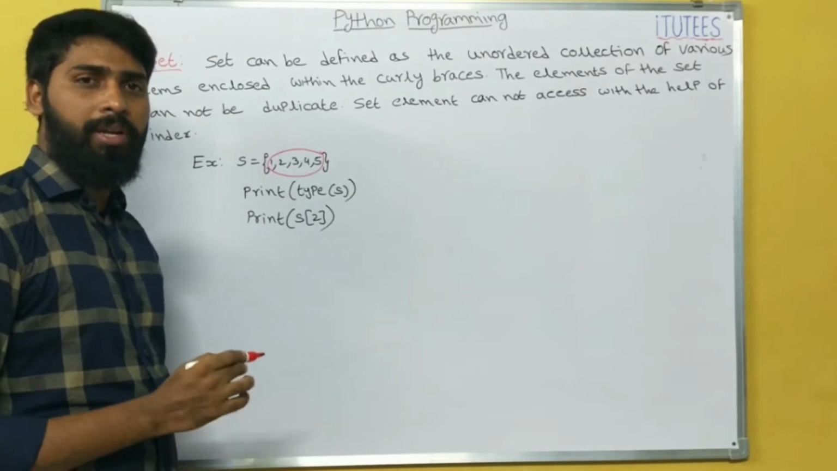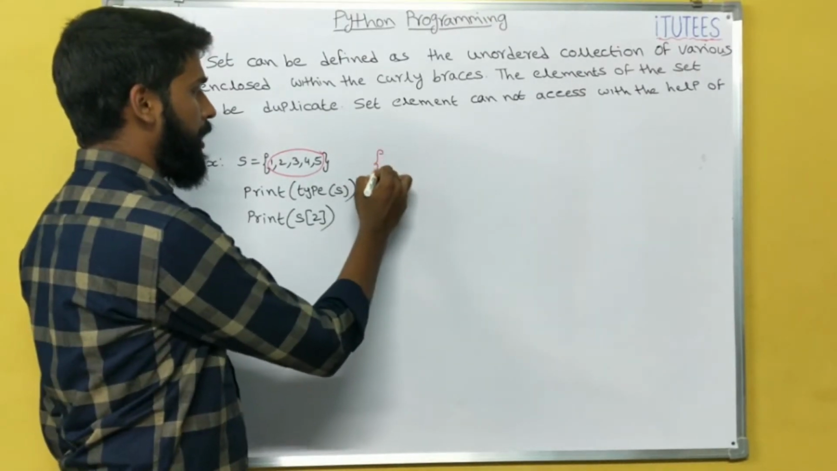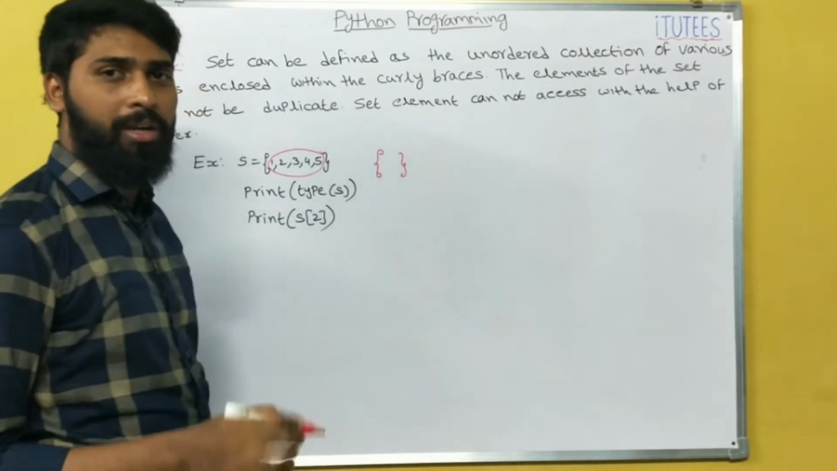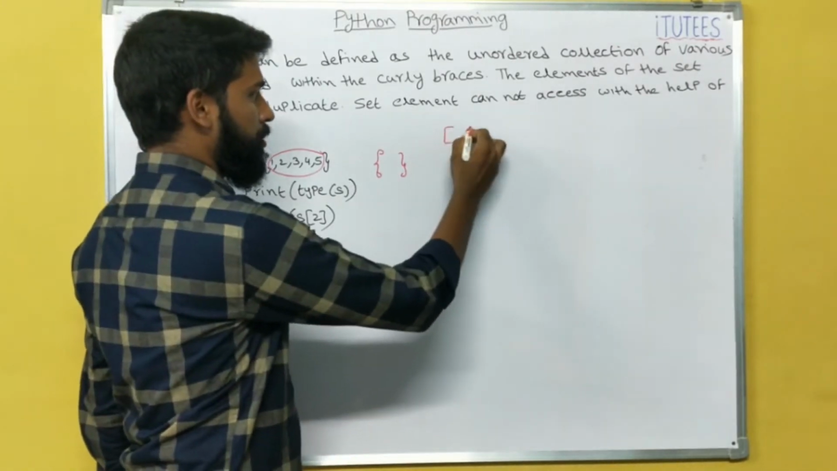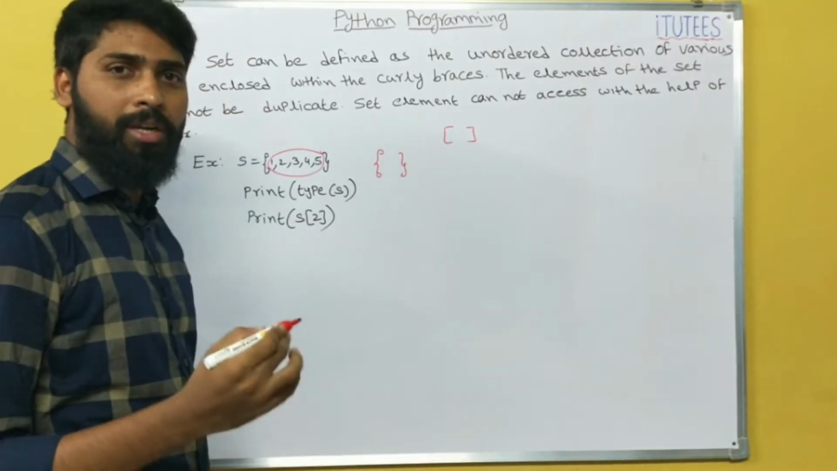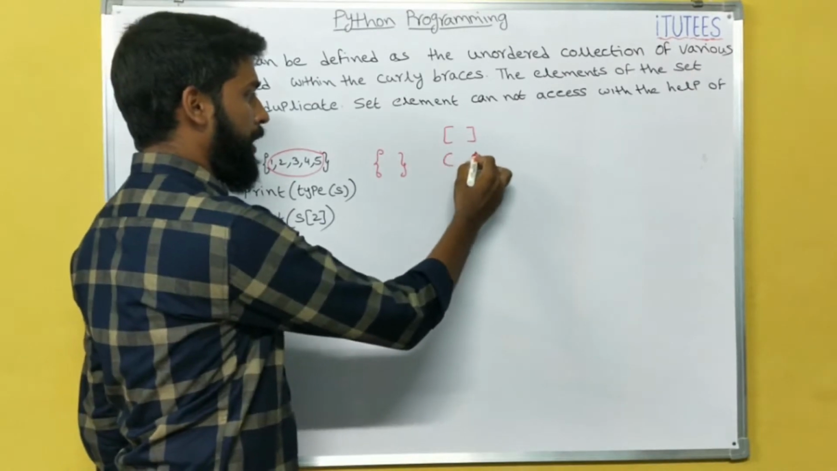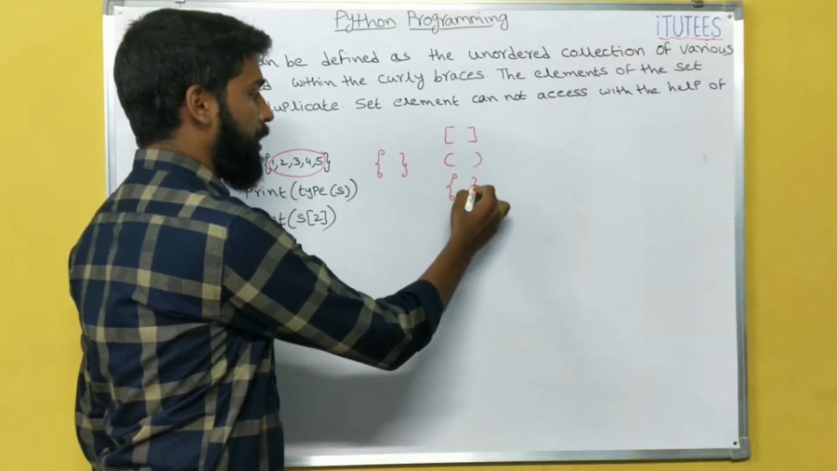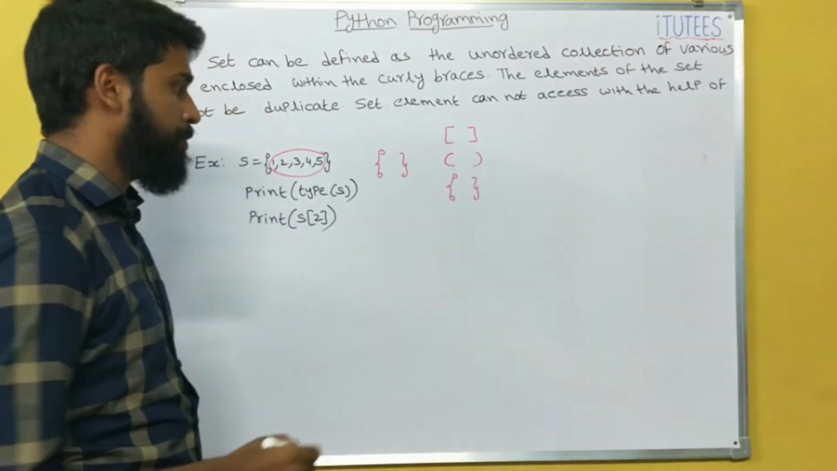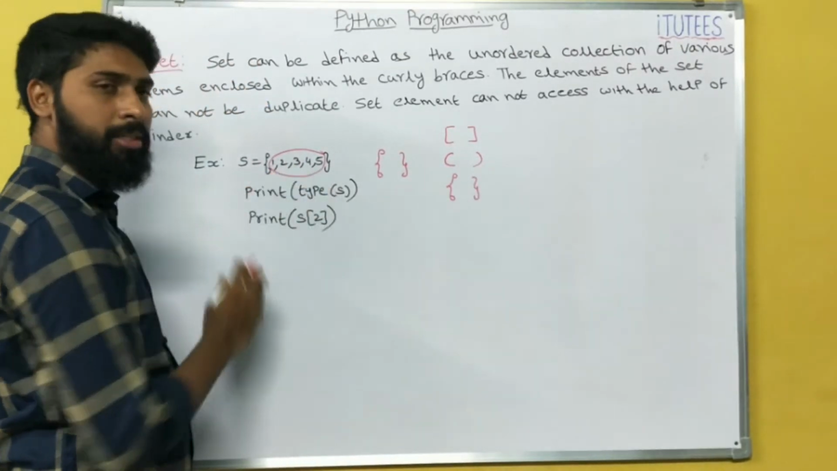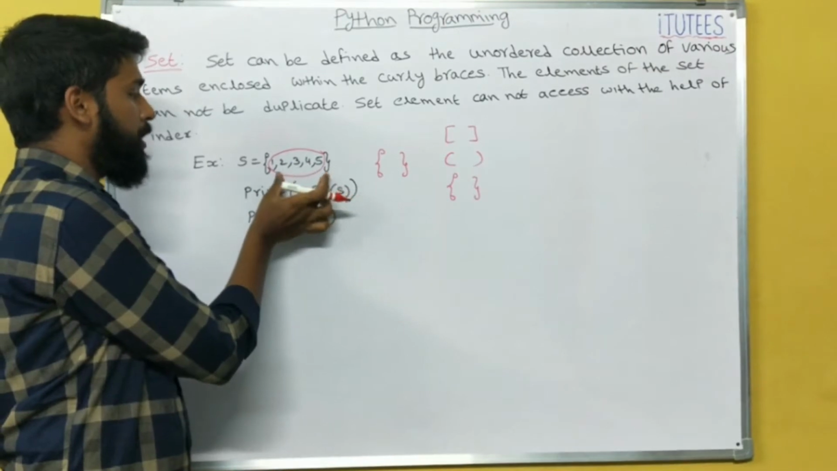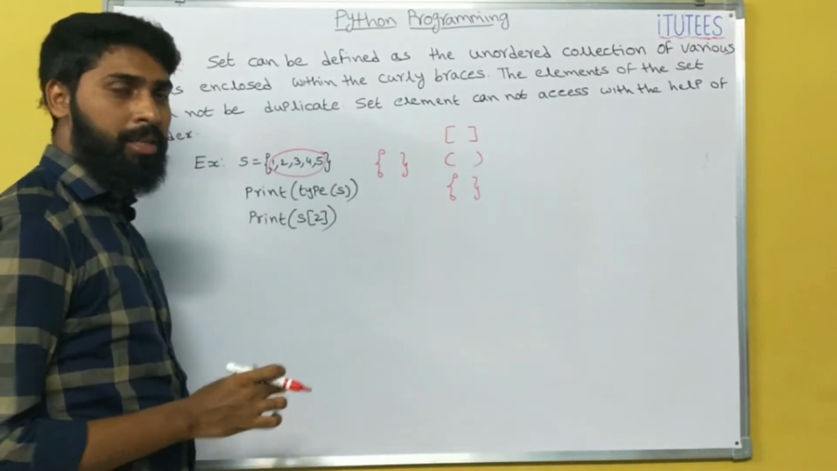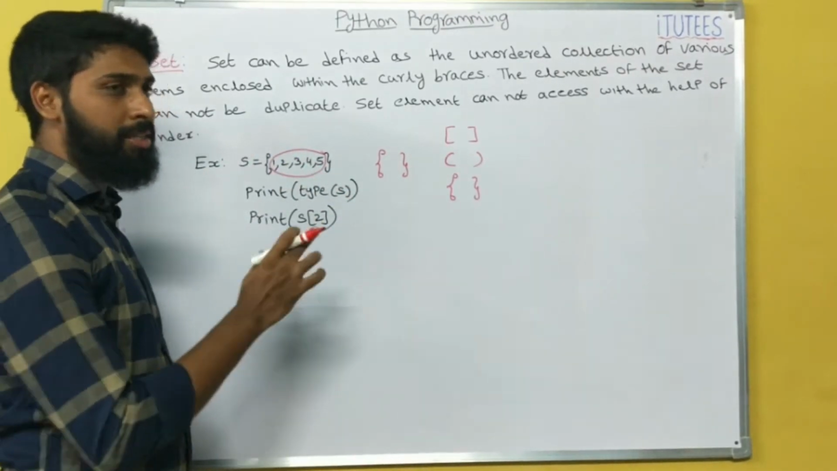And how can we define a set? By using curly braces. How can we define a list? By using square brackets. How can we define a tuple? By using small brackets. So how can we define a set? Curly brackets. So if you are defining some elements and these elements are enclosed within curly brackets, then it is treated as a set.